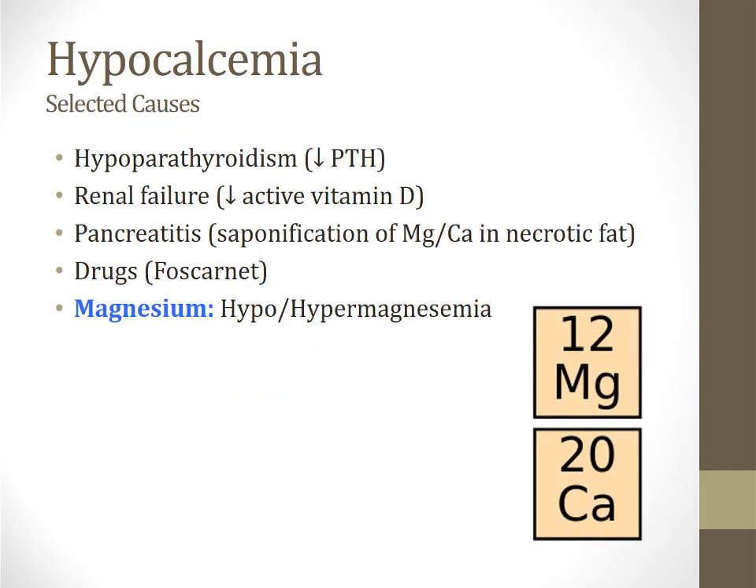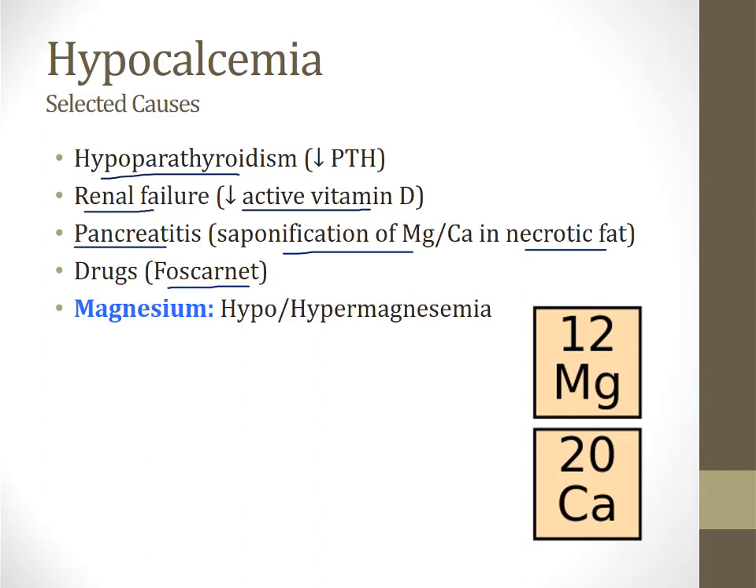I've listed some causes of hypocalcemia on this slide. Hypoparathyroidism causes hypocalcemia, just like hyperparathyroidism causes hypercalcemia. Patients with renal failure have decreased activation of vitamin D, and this leads to low calcium levels. In patients with pancreatitis, there can be saponification of magnesium and calcium in necrotic fat. I talk about this in the GI section in the video on pancreatitis. And then finally, there are some drugs like foscarnet which can lower the calcium level, and I'll talk about this at the end of this video.